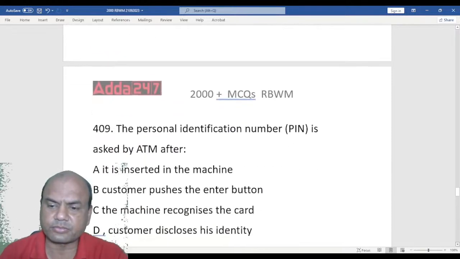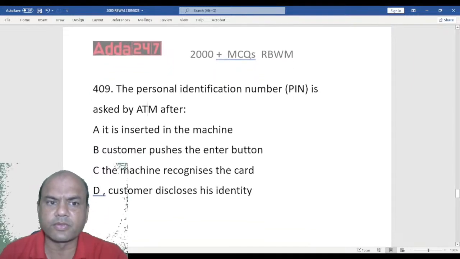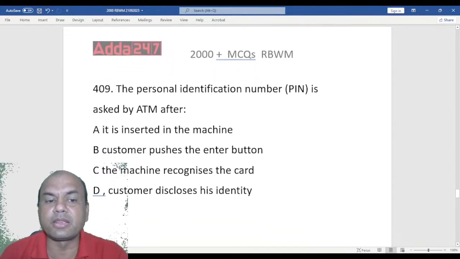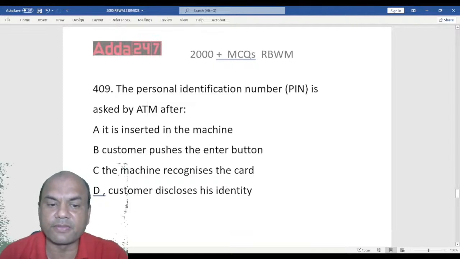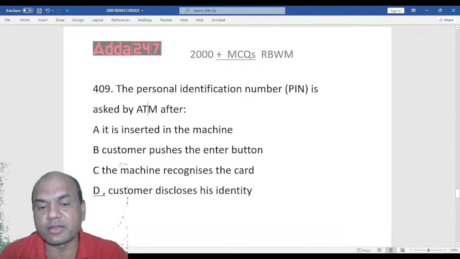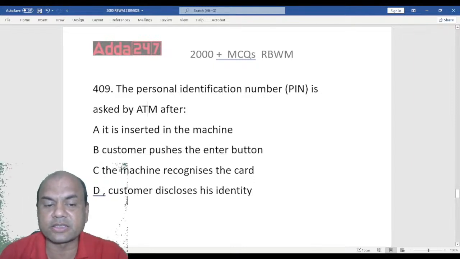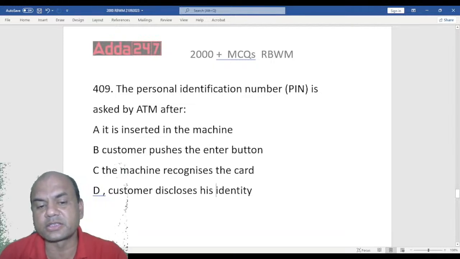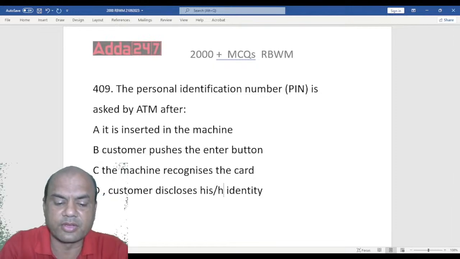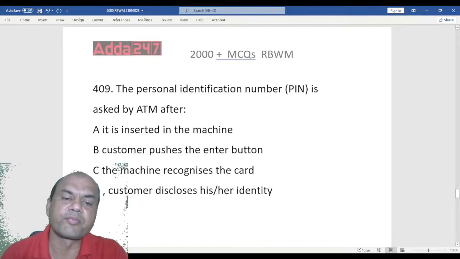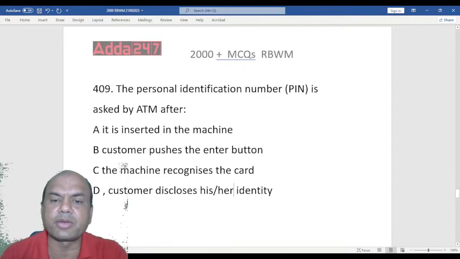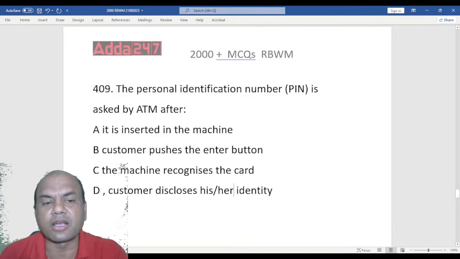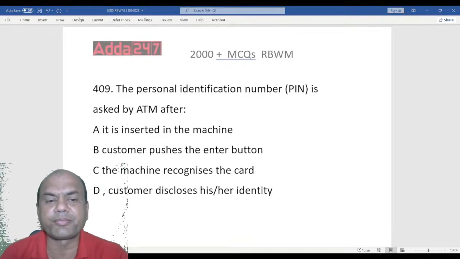Next one. The personal identification number, PIN, is asked by the ATM after the card is inserted in the machine. Customer pushes the enter button. The machine recognizes the card. Customer discloses his or her identity. So when does it ask? If I push this, will it immediately ask me this PIN number? Once I push the card, immediately will it ask me the PIN number? What do you think?